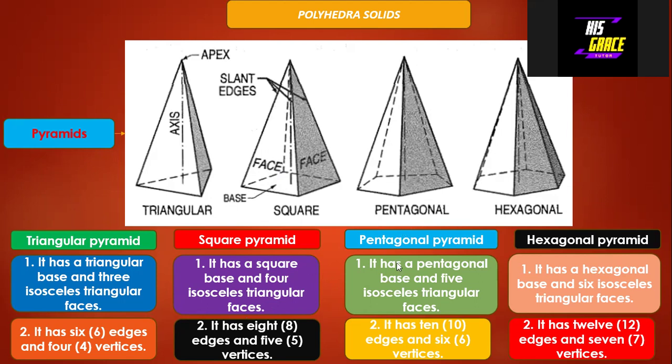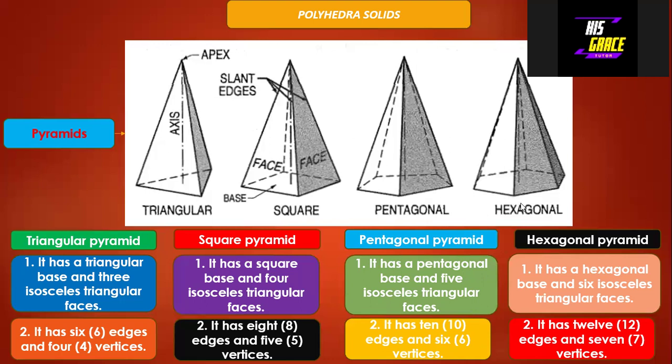Then we come to the pentagonal pyramid. As we have here, the shape of the base is a pentagon. So it has a pentagonal base and 5 isosceles triangular faces. It has 10 edges, 5 here and 5 down here, making it 10. And it has 6 vertices: 5 vertices down here and 1 there, making it 6.